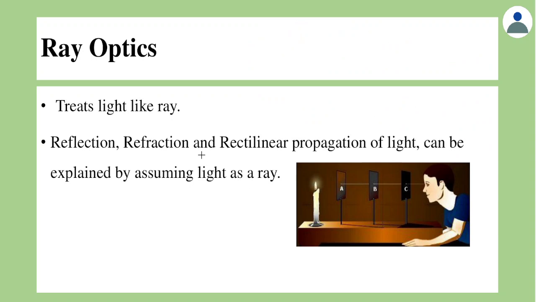Under ray optics, we treat light like a ray. Now, based on ray optics, properties like reflection, refraction, as well as rectilinear propagation of light can be explained by assuming light to be like a ray. As given here, we have a source of light and light moves through small pinholes. This property of light, that light travels in a straight line, is called rectilinear propagation. So it means that light travels in a straight line.